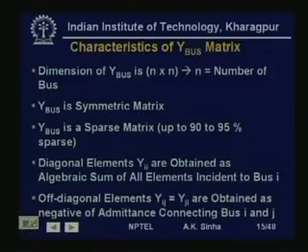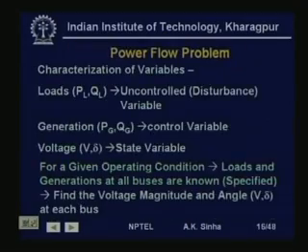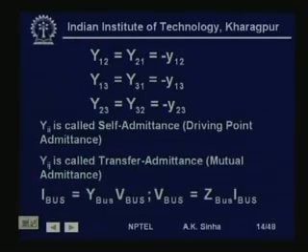However, if we invert this matrix to get Z bus, we find Z bus is generally a full matrix. So, the sparsity structure cannot be exploited in that case, and this is one of the reasons why we normally work with this kind of relationship.